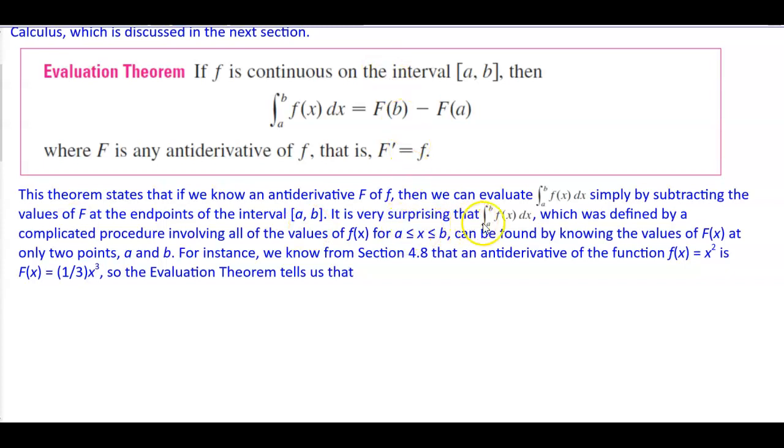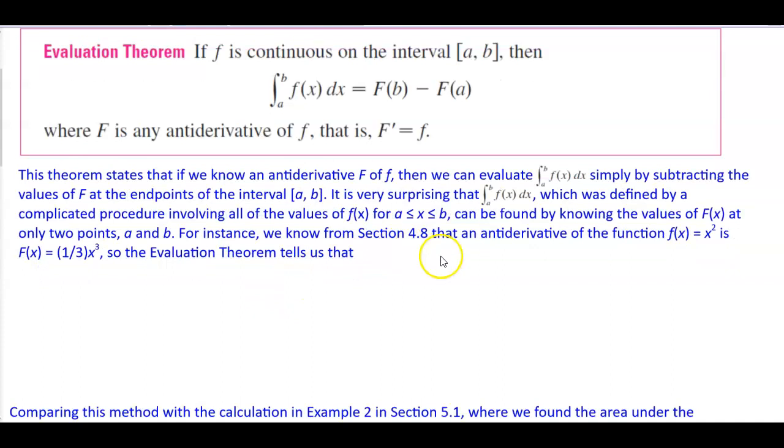It is very surprising that the integral, which was defined by a complicated procedure involving all the values of f of x for when x is in between a and b inclusive, can be found by knowing the values of the antiderivative at only 2 points, a and b. So for instance, we know from section 4.8 that an antiderivative of the function f of x equals x squared is 1/3 x cubed. So the evaluation theorem tells us the following.